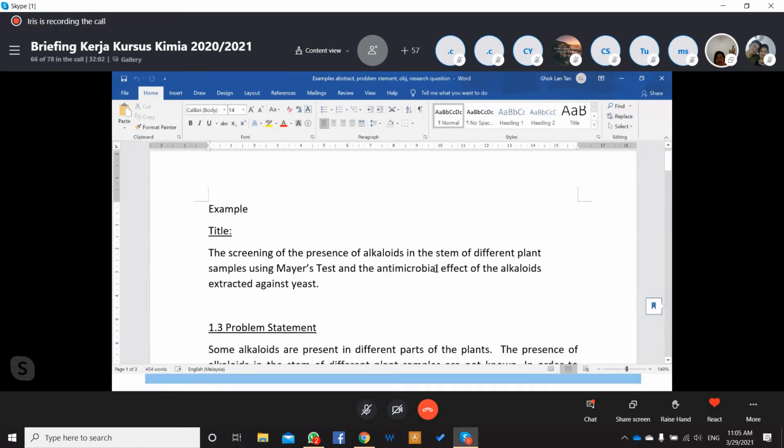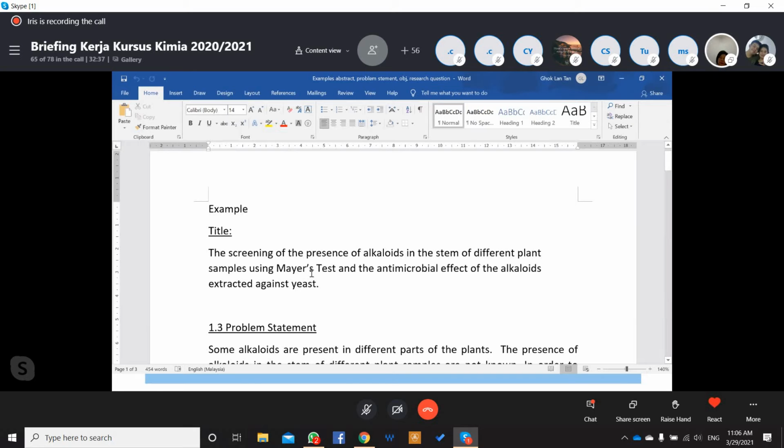Maksudnya they want to test kalau ada this antimicrobial effect of this alkaloid extracted against the aggression of yeast. Maksudnya kalau dia extracted dan berjaya ada, it tested on the yeast whether the yeast die or not dying. You see? So dia ada 2 barang di sini. So when we read the title, kita boleh imagine, dia extract, dia screen, after that kalau ada dia test on the yeast, something like that.